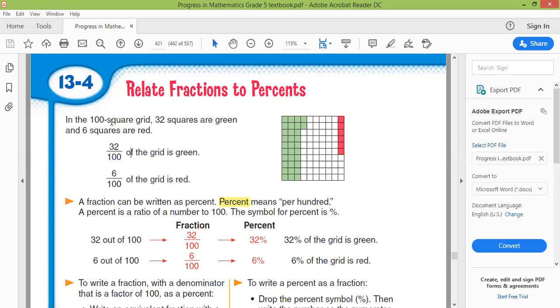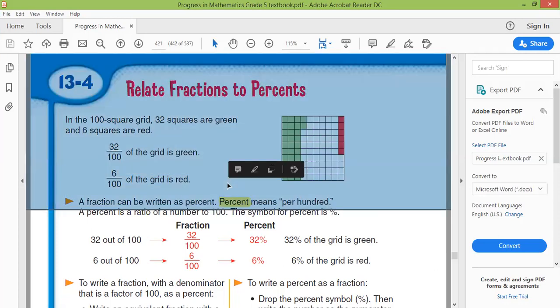Look at the 100 squares grid. All of these squares are 100. 32 squares are green and 6 squares are red. So the first fraction means 32 out of 100 of the grid is green, and 6 out of 100 of the grid is red. Is it clear?